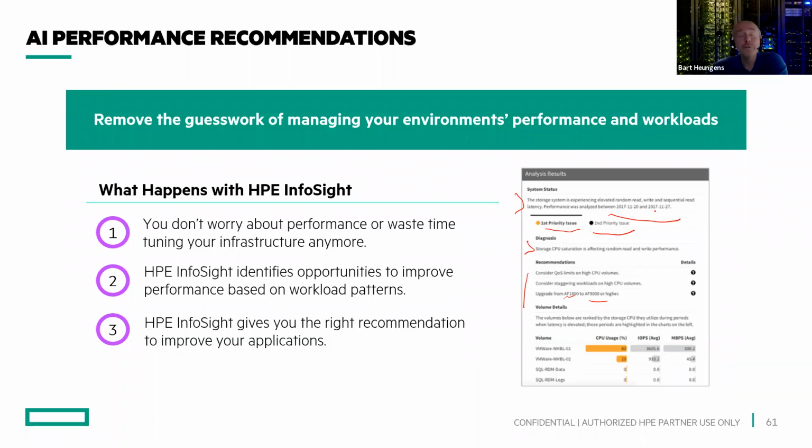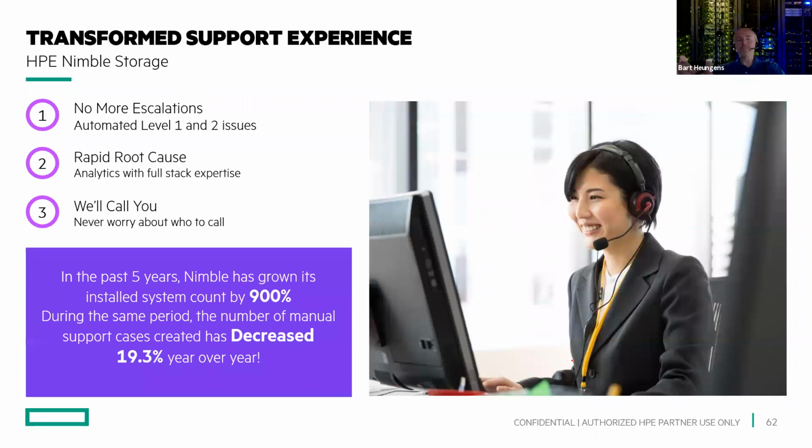So it could be good to know which volume is causing this issue. Well, there you go. Here are my volumes. And it's this volume, VMware NMBL01, that is using most of the CPU. But it's that volume that is impacting the performance of those other volumes in there. Okay? Guys, the information is there. You don't have to do anything. Just read it and act. Okay? And therefore as well, support experience.